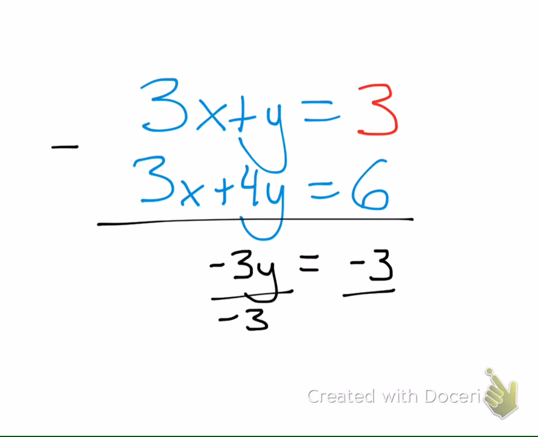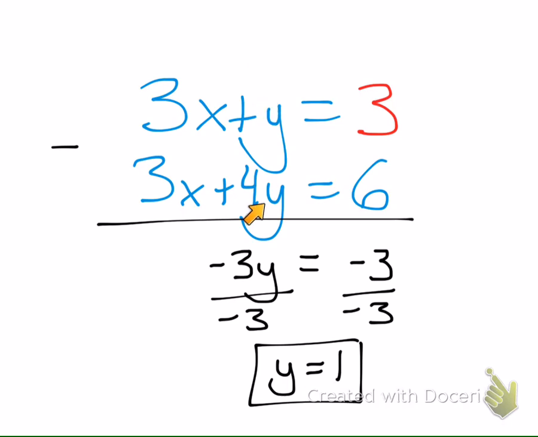Divide both sides by negative 3. Negative divided by negative is positive. So now I have my y. Y is 1. I want to solve for x, so I can either plug in y here and solve for x, or plug in y here. It doesn't matter. Let's just say I pick the top one. I'm going to plug in y right there.